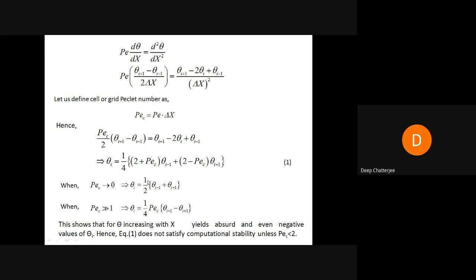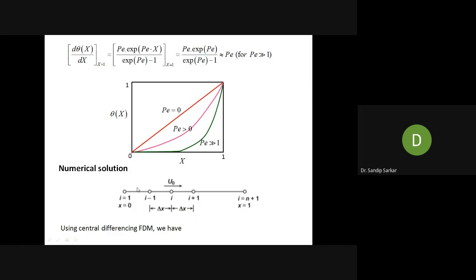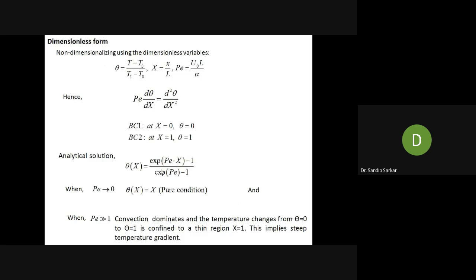The convection term is equal to 0. That is why the Peclet number is 0. Yes, so that is a pure conduction region. That means there is an analytical solution, and there is a numerical solution also. If you solve this problem numerically for Peclet number closer to 0, we get a numerical solution which corroborates the analytical solution that we have already obtained. The analytical solution is theta x equal to x, a pure conduction region, Peclet number tending to 0.